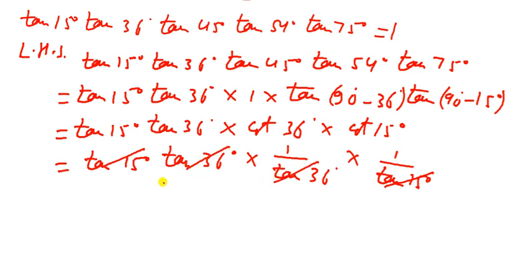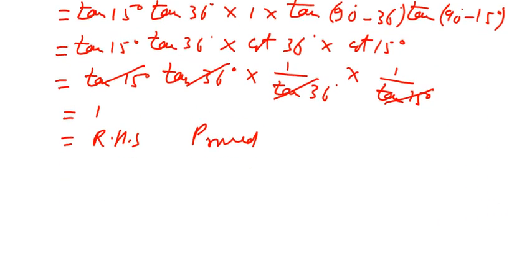Now tan 15 degree, tan 36 degree into, it is 1 upon tan 36 degree, and it is 1 upon tan 15 degree. So tan 15 degree, tan 15 degree cancel out, tan 36 will be cancel out, so we get 1, and 1 as a right hand side of this question, hence proof.